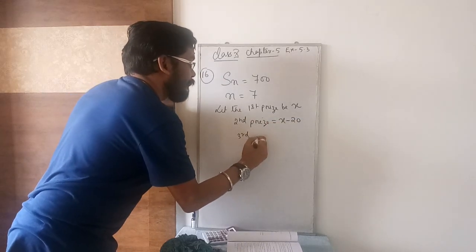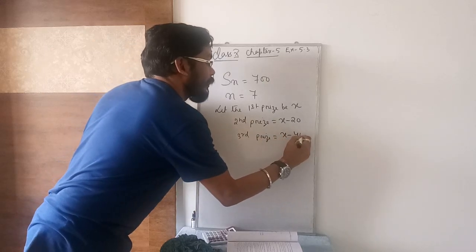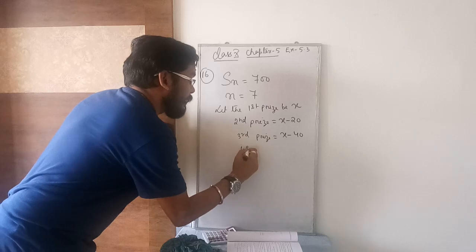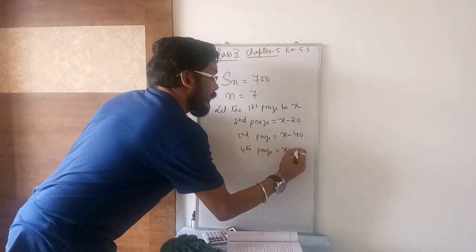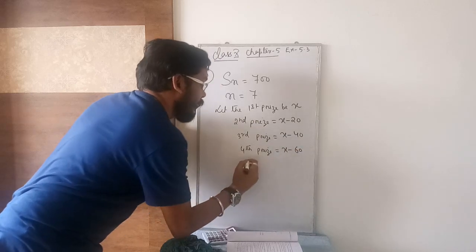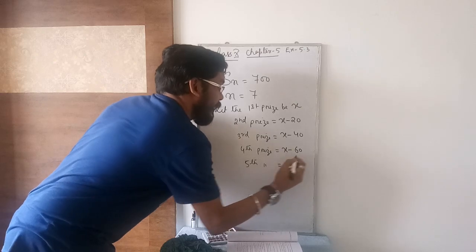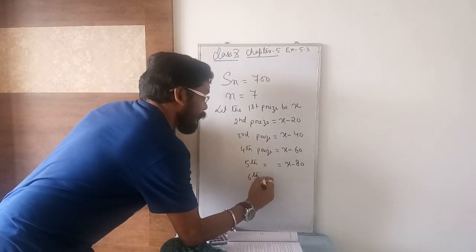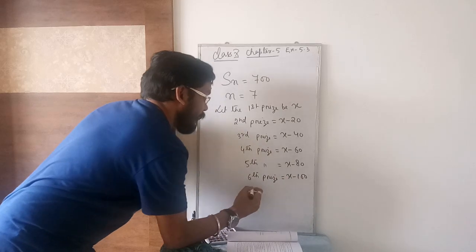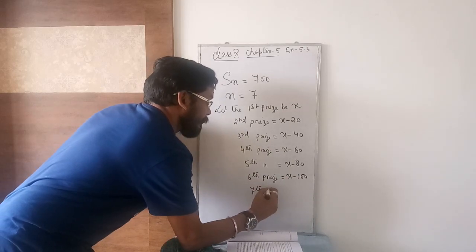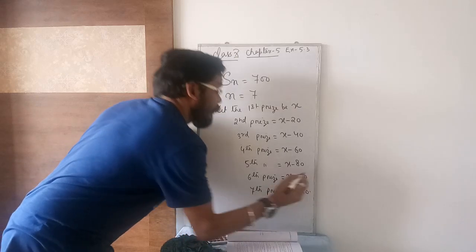Third prize will be x minus 40. Fourth prize will be x minus 60. Fifth prize will be x minus 80. Sixth prize will be x minus 100. And seventh prize will be x minus 120.